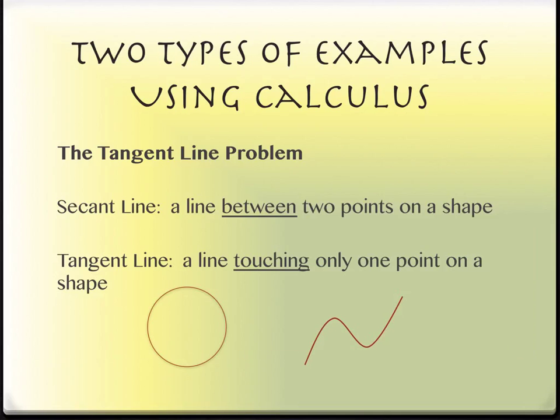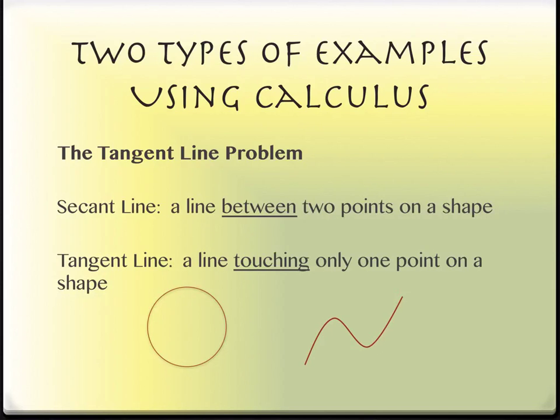All right, so let me do one little bit here and then we'll stop. There are two types of examples that we're going to take a look at using calculus. We'll look at the first one briefly and we'll pick up with this one next time. We talked about the description of these two things, a secant line versus a tangent line. So if you want to fill these in on your notes, that'd be great.